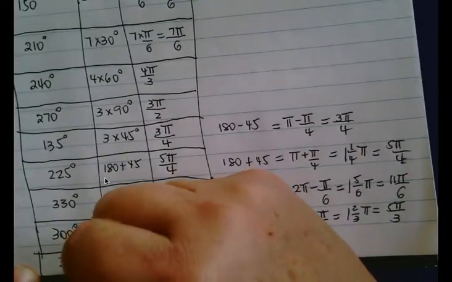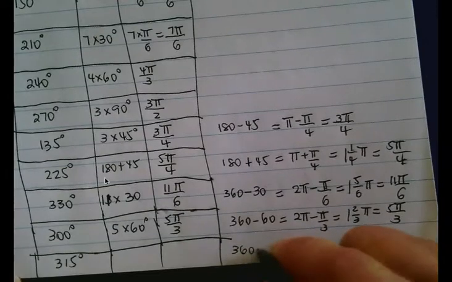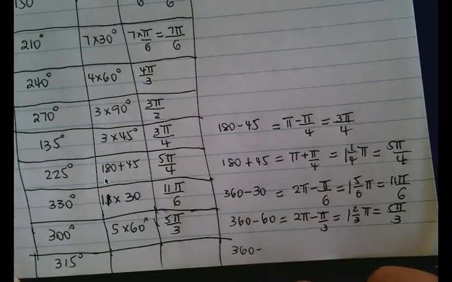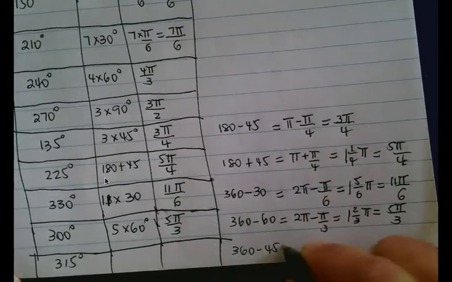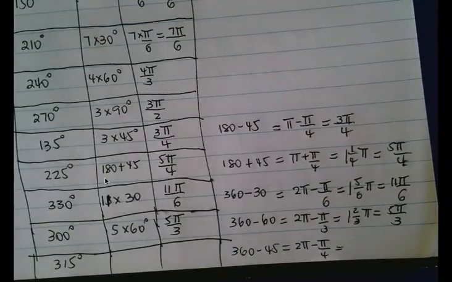Let's do 315. How do you get 315? 360 minus 45. So that's 2 pi minus pi on 4. So we're looking at 2 minus a quarter. What's that? 2 minus a quarter. Come on. 1 3/4, which as an improper fraction is 7 pi on 4.